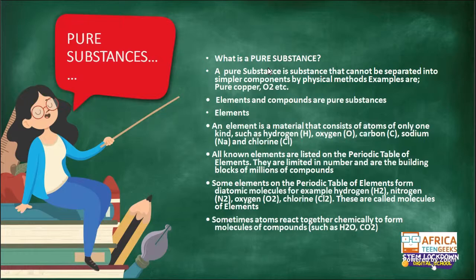So when we are talking of hydrogen, the hydrogen element is made up of atoms of hydrogen only. The same thing for oxygen, atoms of oxygen only. Carbon, sodium, and chlorine. So take note. An element is a material that is made up of atoms of only one kind or only one type. So if you give an example of any element in the periodic table, then it's the same thing.